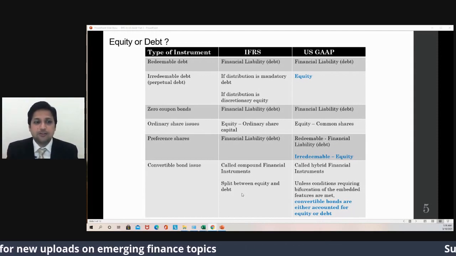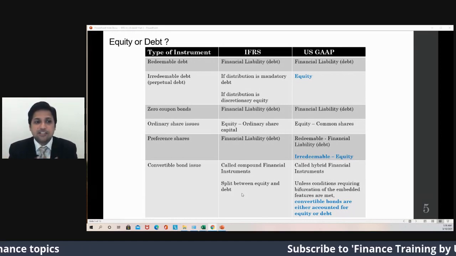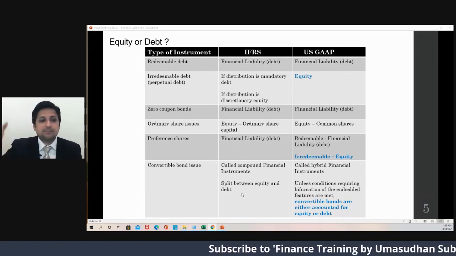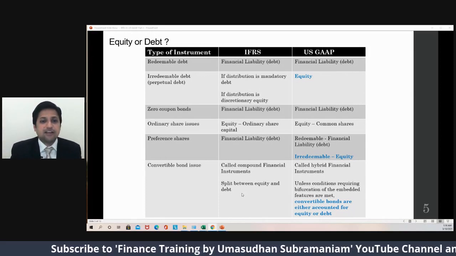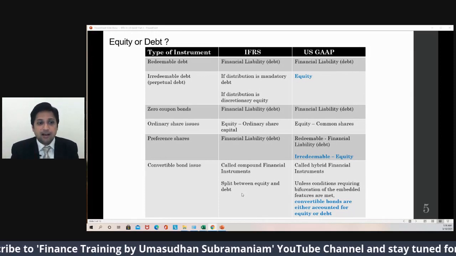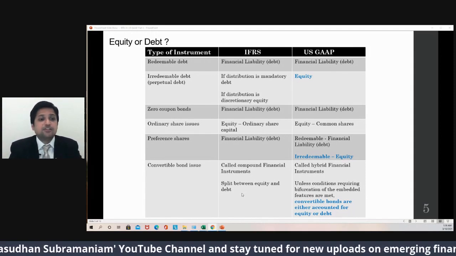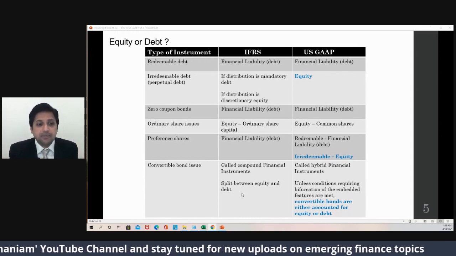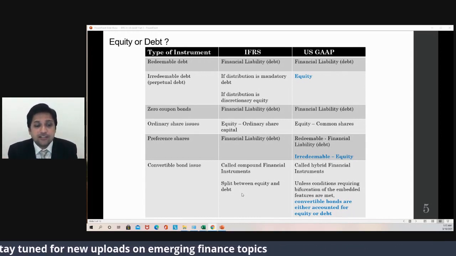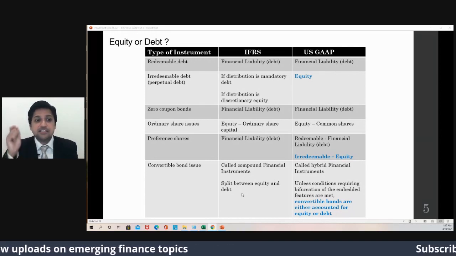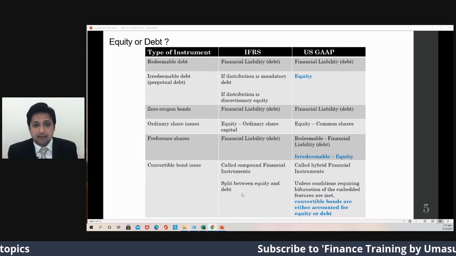But if you look at US GAAP, redeemable preference shares, which means preference shares with a specific maturity period, are accounted for as a financial liability. However, irredeemable preference shares which do not have a maturity period are accounted for as an equity instrument in US GAAP. So this is a key difference between IFRS and US GAAP.